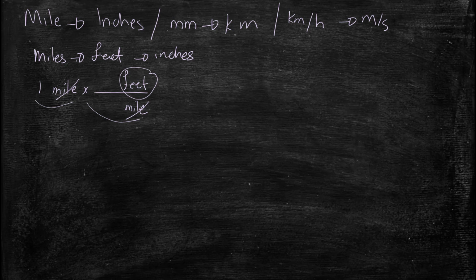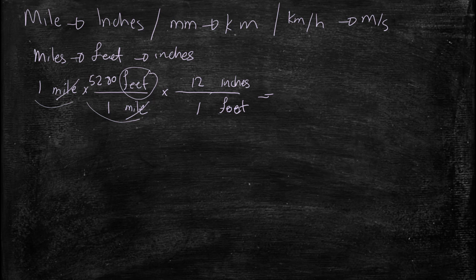And then I write the relationship between miles and feet, and I know that 1 mile equals 5,280 feet. Then I know that if I want to get rid of feet, I have to write it in the bottom, and I want to convert it into inches, so I have to have inches on top. The relationship between 1 foot and inches is 12. So every foot is 12 inches.